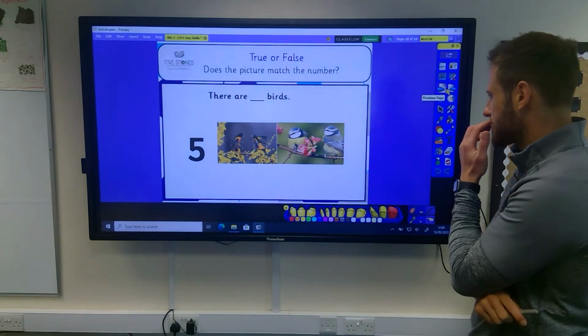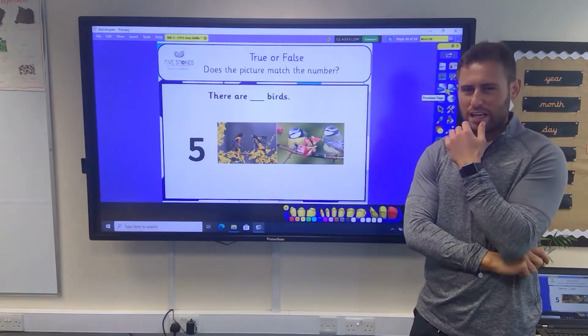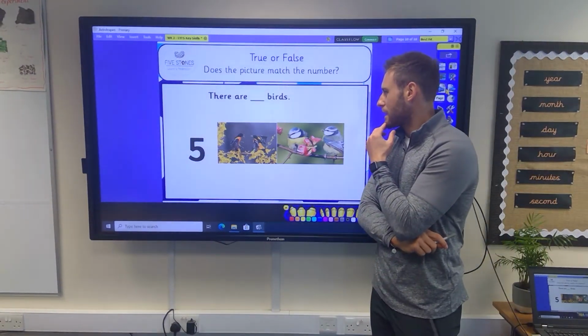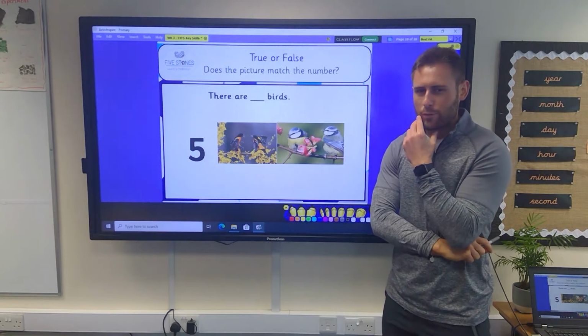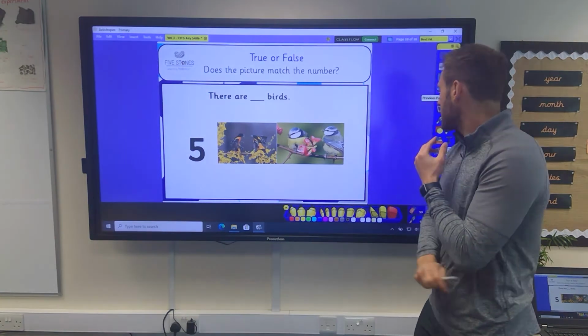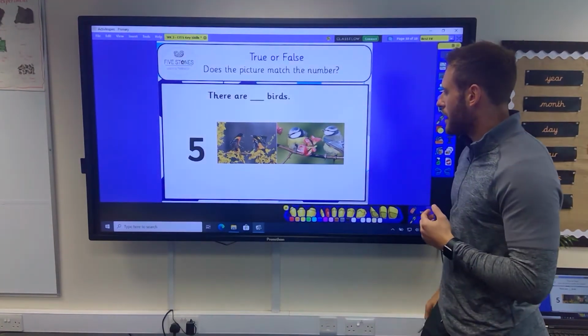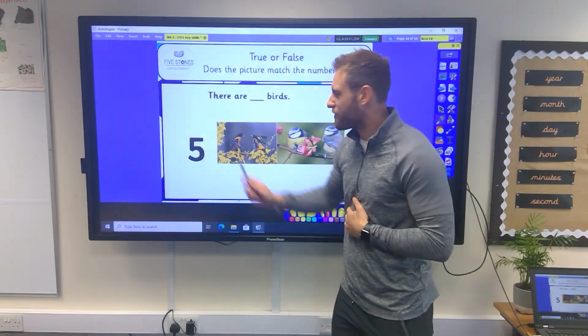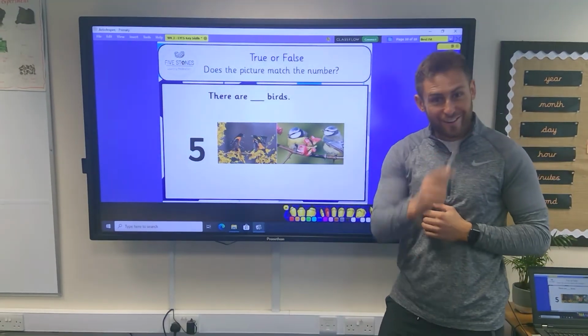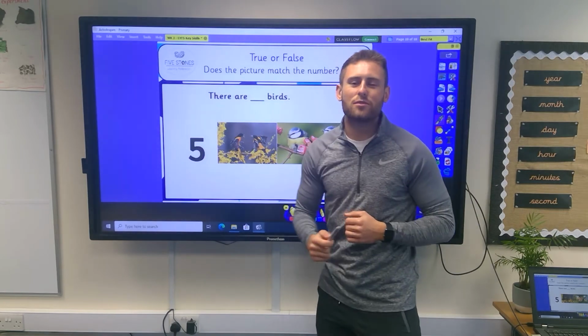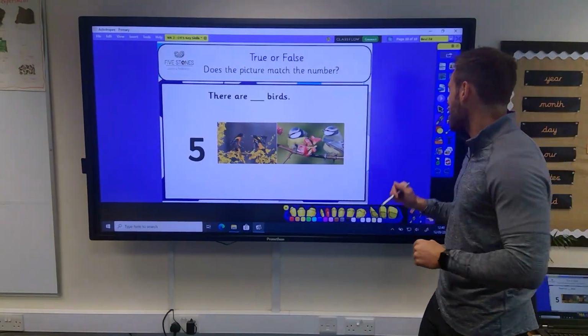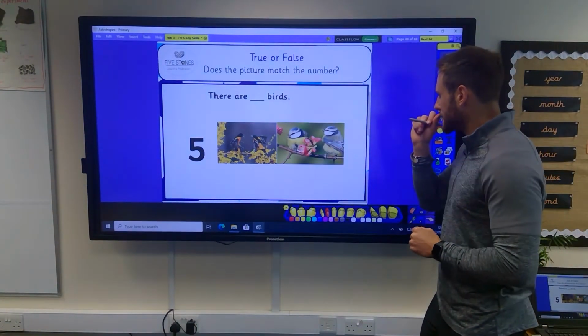Ooh, birds. I love birds. I love nature. Let's have a little look. How many birds do we have? I wonder if I'm telling the truth this time. I have said there are 5 birds. Yeah, well done if you managed to read that it was the number 5. Shall we see if there are 5 birds in my pictures?